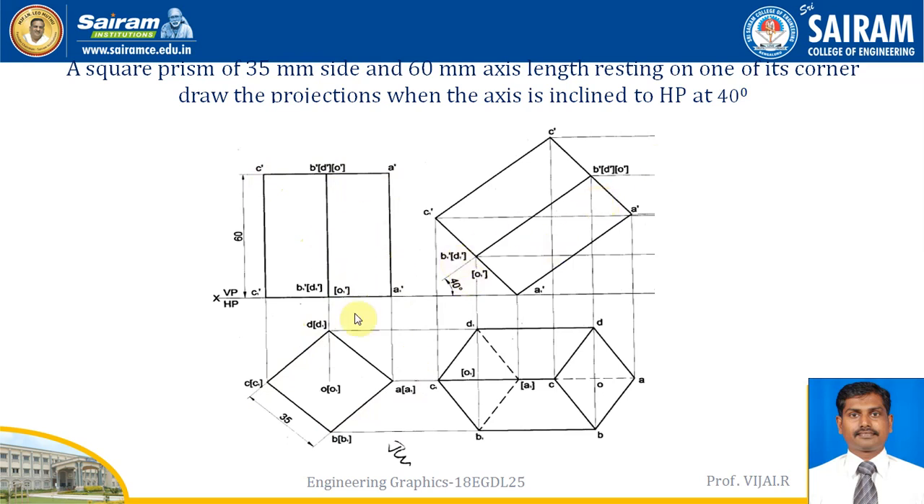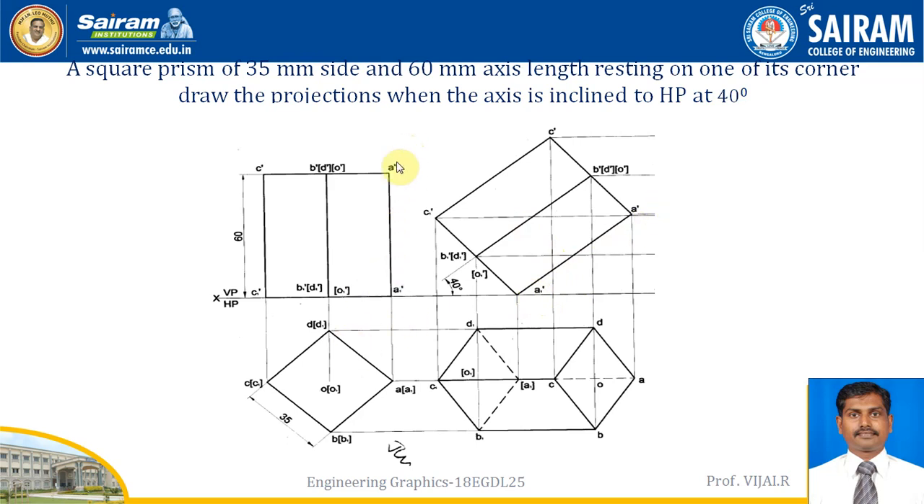After this we are going to rotate for the inclination at 40 degrees. As I said for a prism, the axis and the longer edge are parallel, so we can draw like this. Just keep a point here, A, and draw the inclination line at 40 degrees, because both are parallel. So you can draw a 40 degree line.